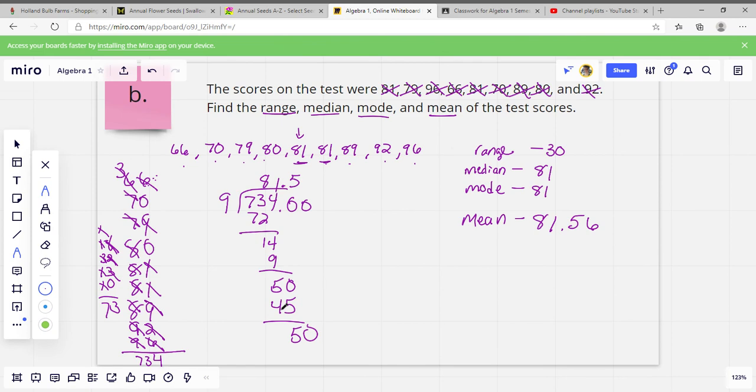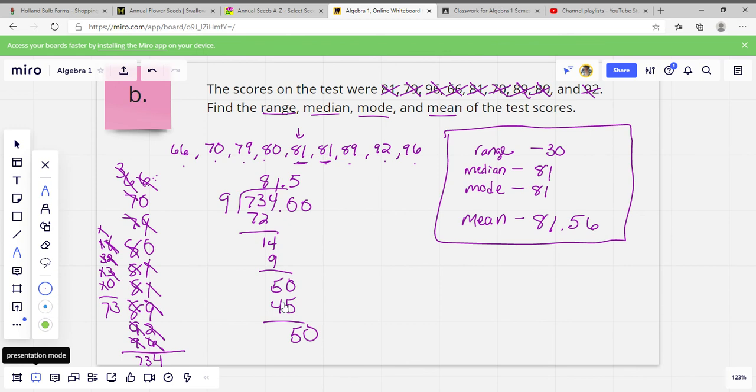All right, so that is the answer to B. So you should have got all those. And like I said, you can use a calculator when you're finding these averages, especially if it's a big long list of numbers that you're trying to add together and then divide.